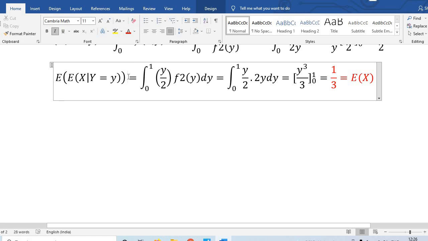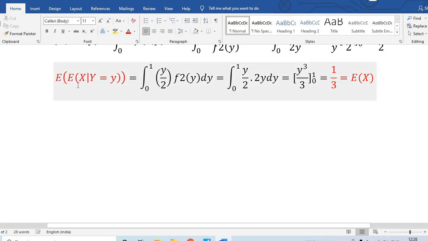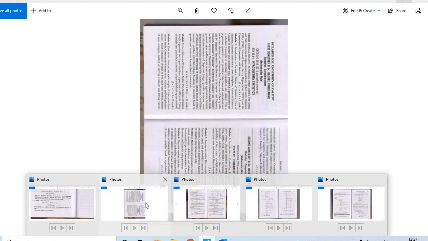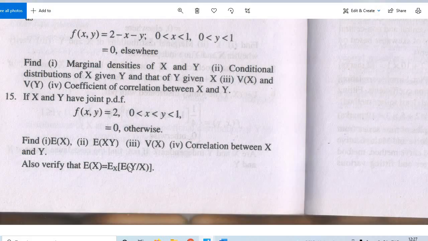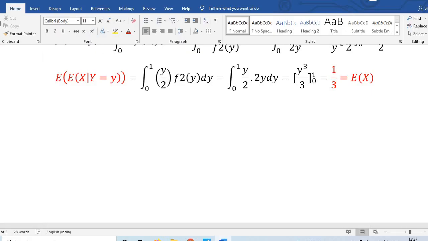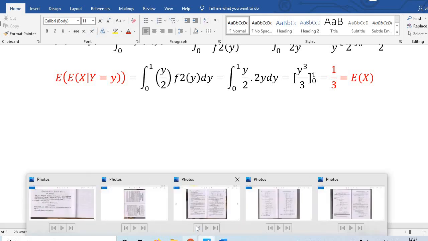So we can say that we have verified that expectation of x given y equal to y is equal to expectation of x. So that was the question. This is the correction data. This is the printing mistake. Anyway, we have almost completed our portions.